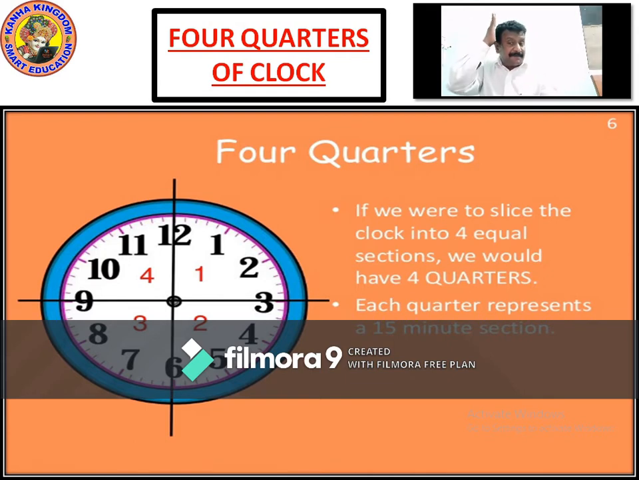When you make a center line from 12 to 6, it is half and half. Again, this half is to be divided with one more line. When you divide the 30 minutes in half, how much time does it become? 1, 2, 3, 4, 5, 6.